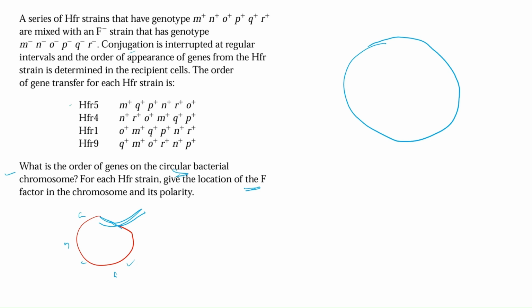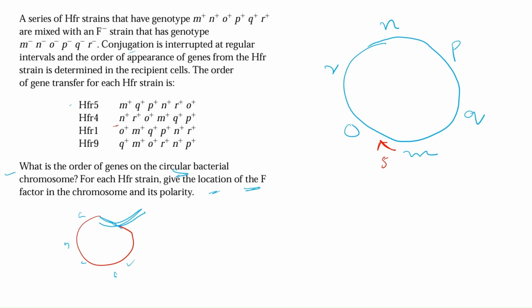Now, if we see Hfr5, the sequence is M, Q, P, N, R, O. The gene that entered first in the recipient cell is M, then Q, then P. So what will be the location of the F factor and its polarity? For Hfr5, definitely the F factor is located here. This is for Hfr5. That's why the F factor entered first and after that M, Q, P, N, R and O.